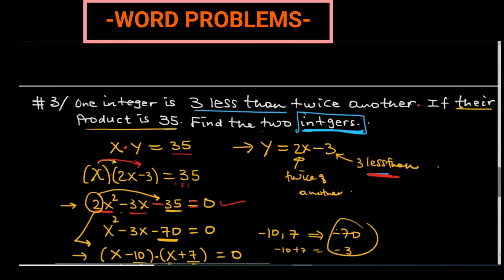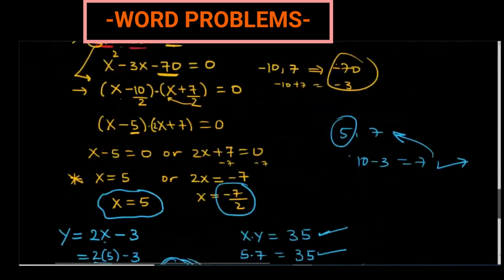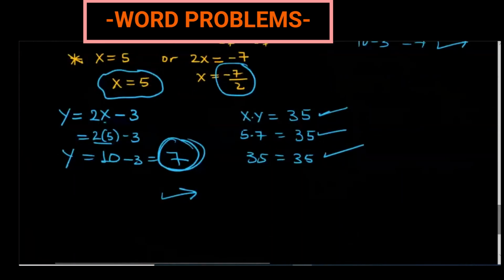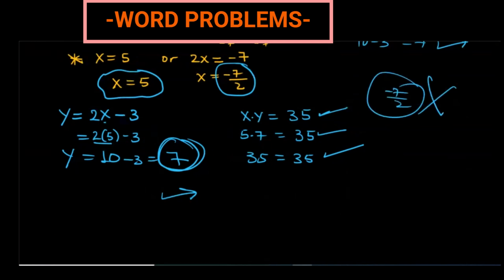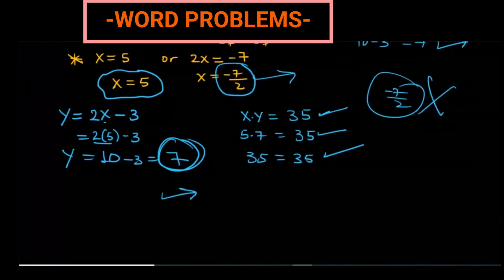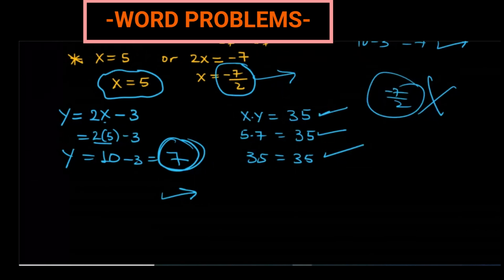Remember that anything written in the form of a over b, where b is different from 0, is not necessarily an integer. It is a rational number. So is negative 7 over 2. Negative 7 over 2 is not an integer, so I just ignore this one. But if it was any number, it would work, but I don't have to worry about this for now. So my numbers are 5 and 7, which fulfill the criteria, and they give me 35 as well.